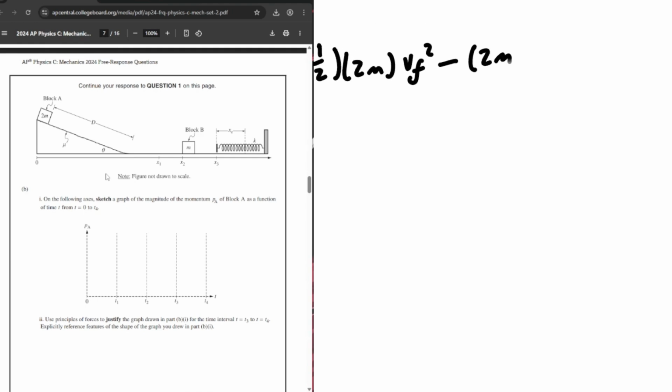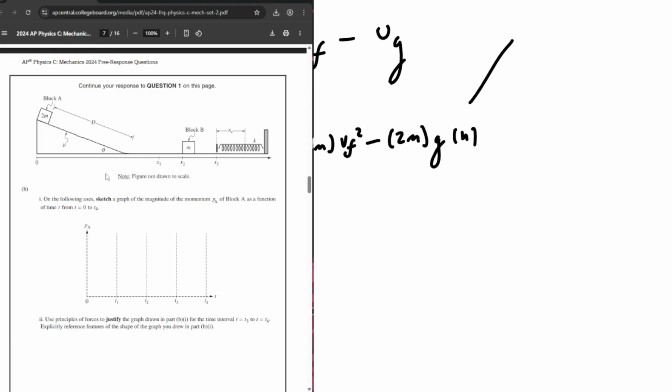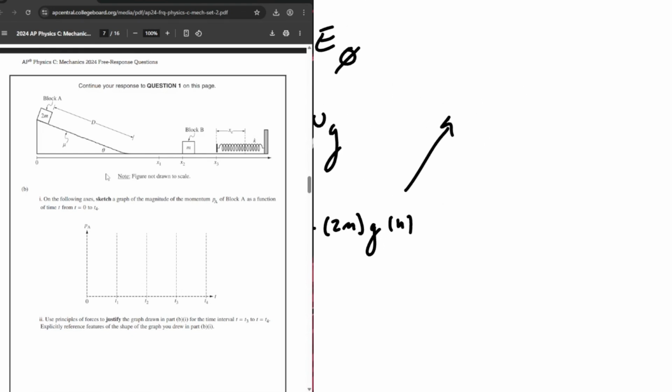So it's mgh, but I'm going to put in 2m because that's the mass of block A. So it's 2m, g, and now this h. This h, we're going to go off on a tangent over here and think about it separately.